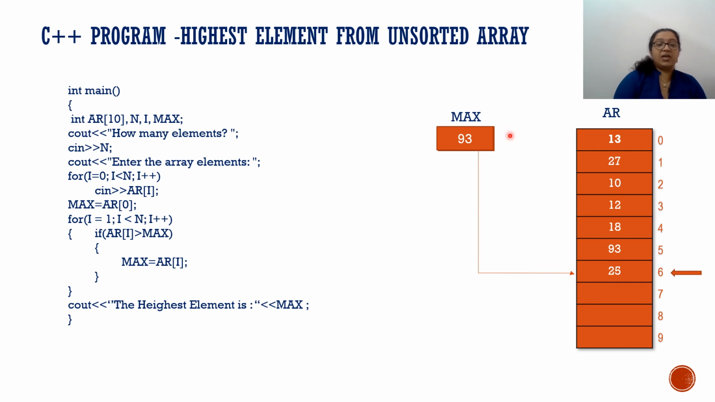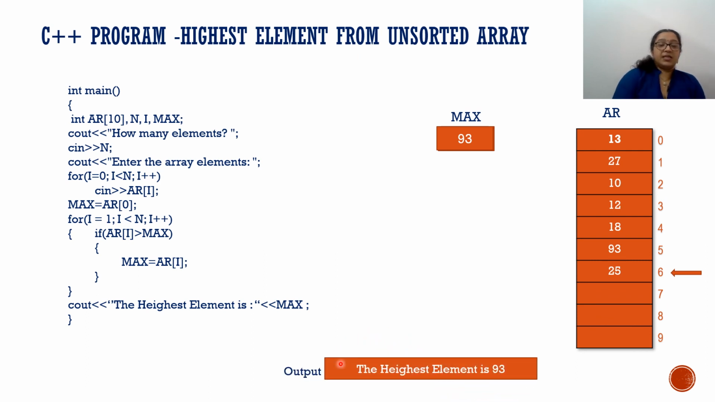Now what is the value in max? See the value of max now: 93. So we can print the value of max. See how the highest element is in max. We got the value 93 as the max value. How simple it is. So we can print the maximum value: the highest element is 93. Understood? So this is the way of finding the highest element from an unsorted array.